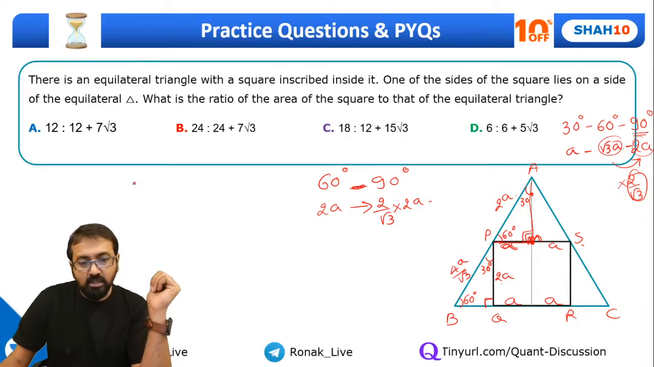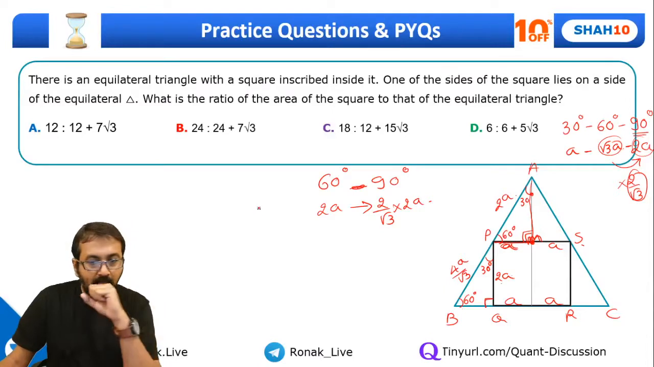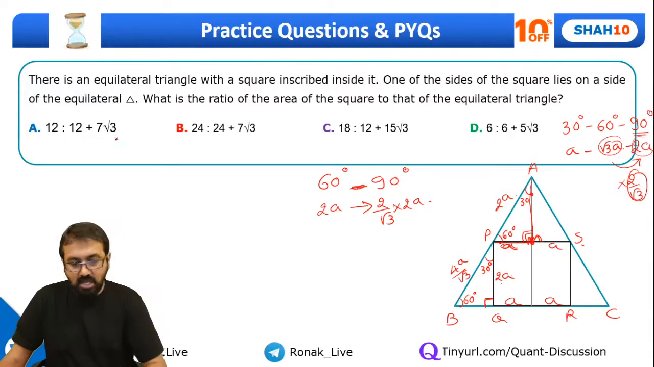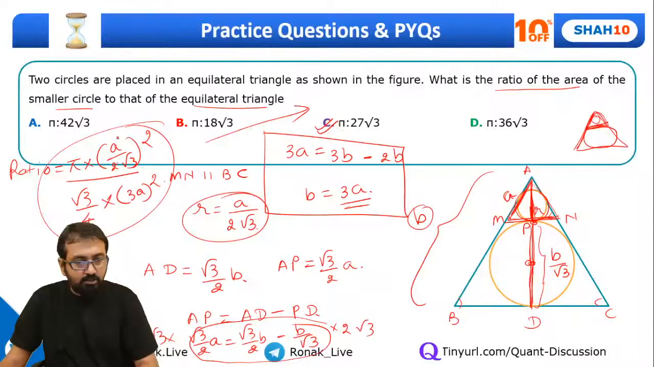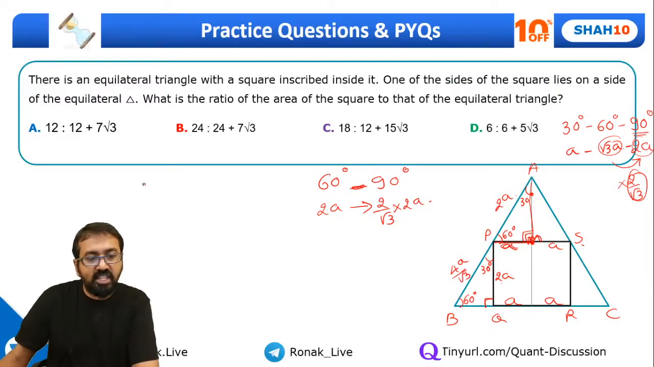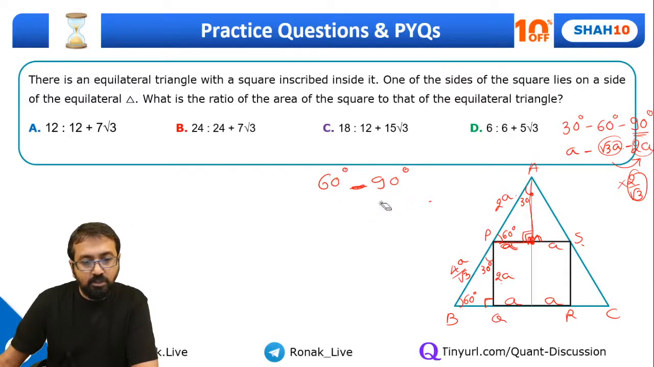So if you look at the complete side, this will come out to be what? I think these options are repeated if I'm not wrong. No, okay, fine, let's check. So this complete side is 2A plus 4A upon root 3. So what is the area of the equilateral triangle? The area of an equilateral triangle will be root 3 by 4 times side square.